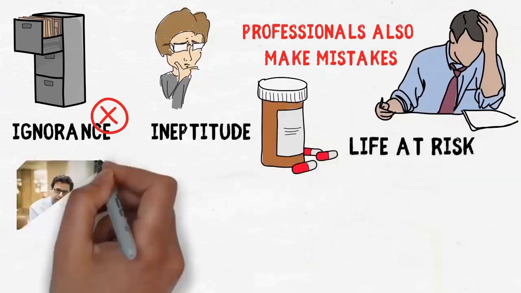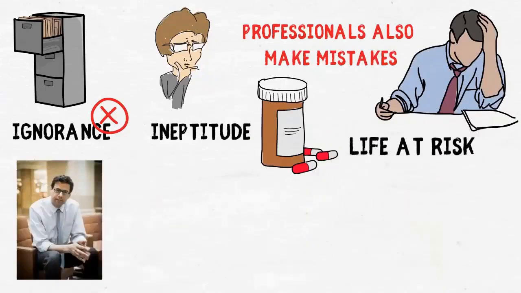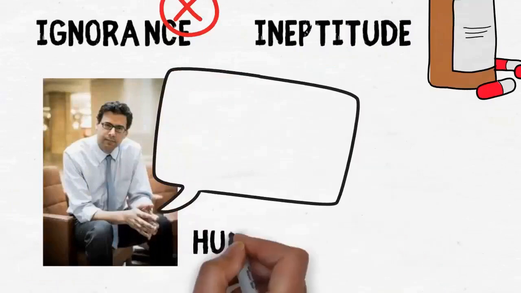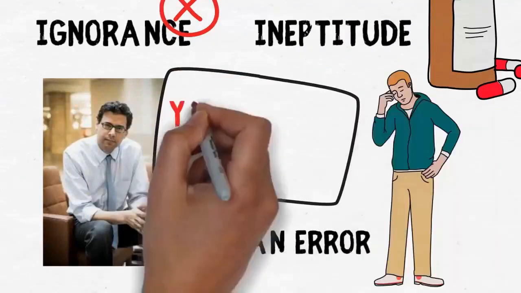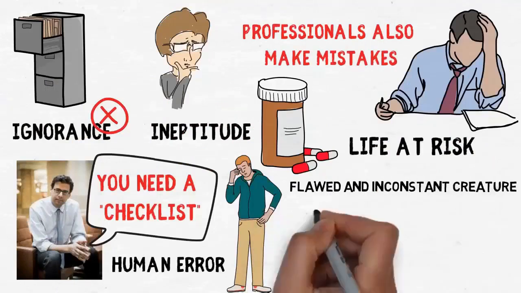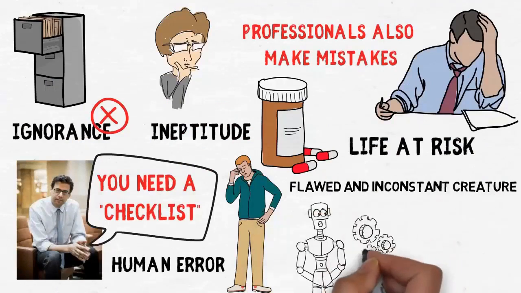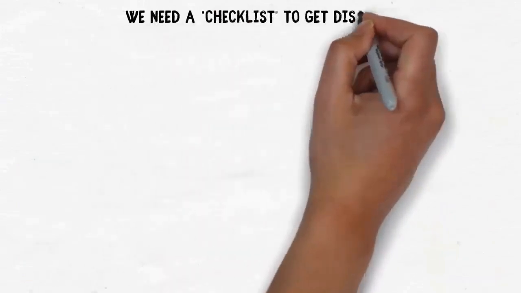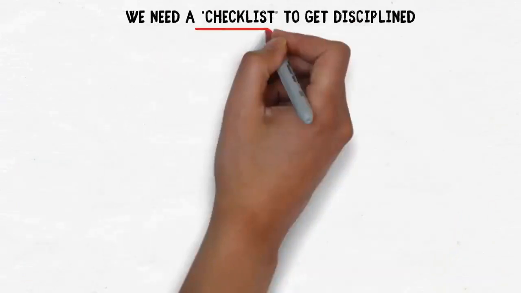Author Atul Gawande is a public health researcher and surgeon who says that no matter what industry you are in, if you want to reduce avoidable human errors and mistakes, then make a checklist. Because humans, by nature, are flawed and inconsistent creatures. We are not made for discipline. We are made for novelty, excitement, and creativity. That's why we need a checklist to install discipline within ourselves.